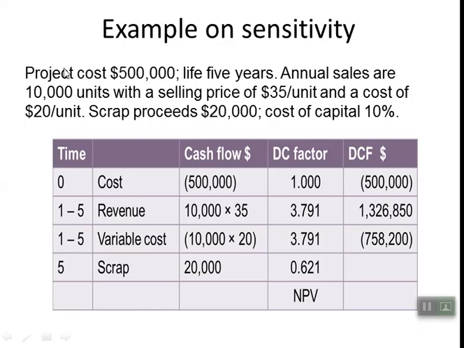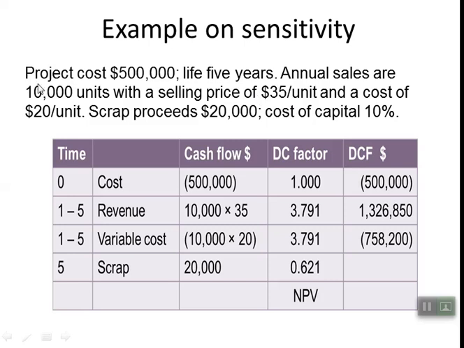So let's look at this example. We have a project. Cost is this, and it has a life of 5 years. Annual sales, this means it's constant. The annual sales unit is this, and the selling price is this. So you are going to have an annuity of revenues.